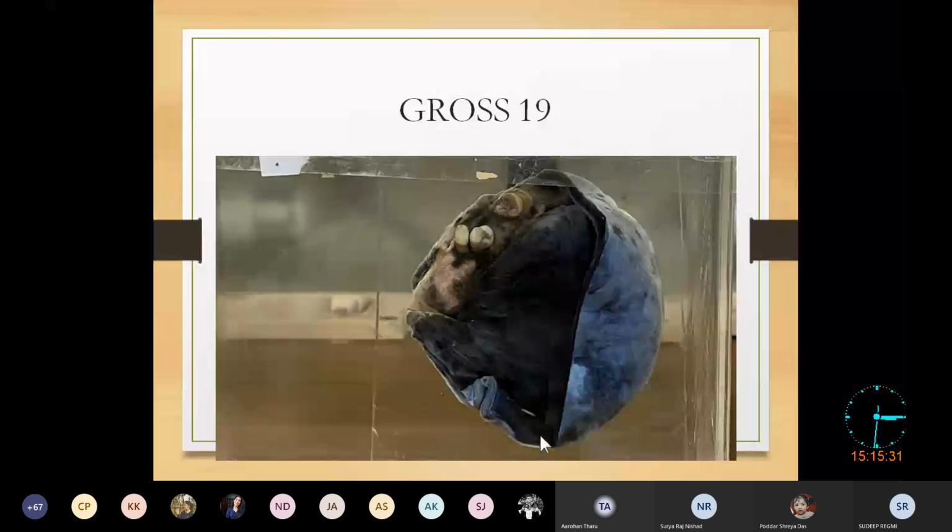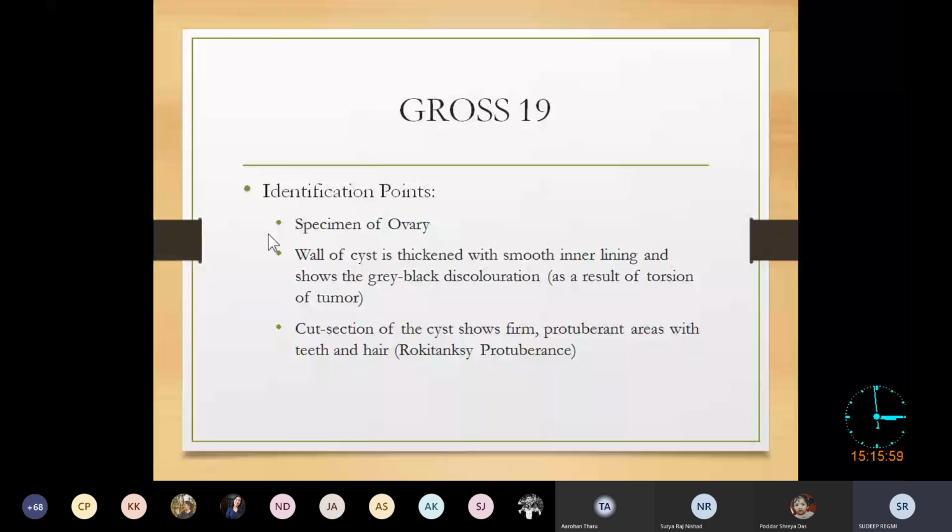Here you can see the ovary is enlarged with a cystic space. Okay, and here you can see some tooth. Here you can see some ischemic changes, with the wall of the ovary blackish or dark, dusky. This is the specimen of the ovary with wall of the cyst thickened with smooth inner lining and shows a gray-black discoloration as the result of the torsion of the tumor. So there is ischemia, so there is gray-black discoloration. And the cut section of the cyst shows firm protuberant area with teeth and hair.